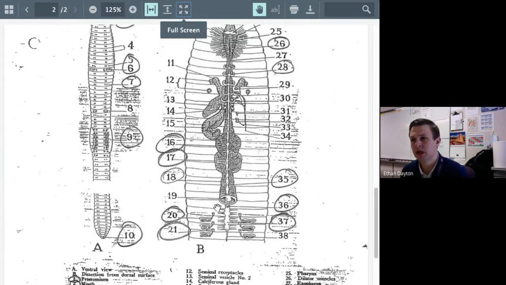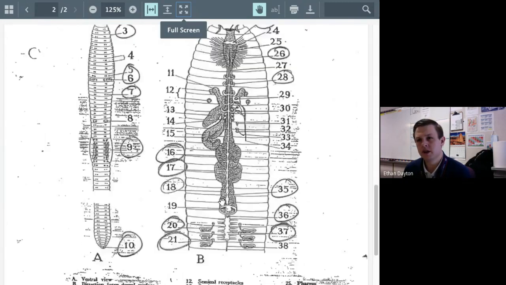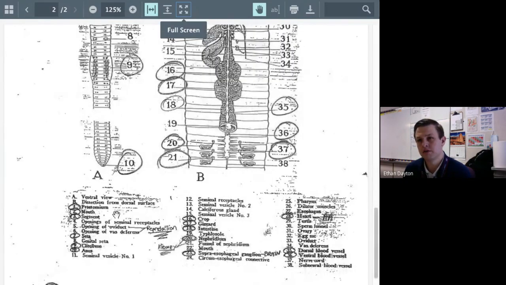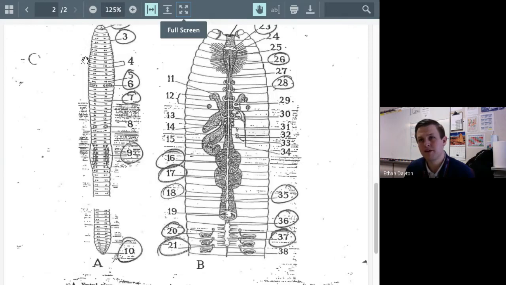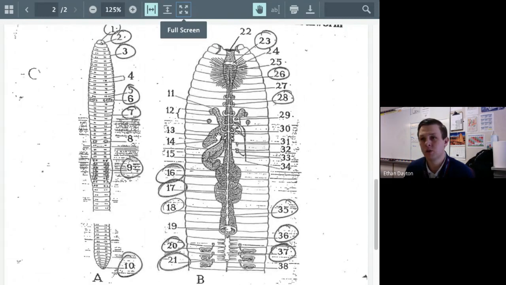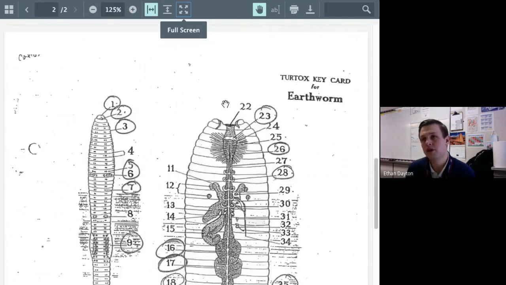B. This is, if you look down here, the dissection from the dorsal surface. So we cut into it from its backside. A was the ventral view, meaning we're looking at it belly side up, and that was the external view, right? Now we're looking at the internal organs, and we're looking at it from the back side. Dorsal means back, okay? Remember, if a fish has a dorsal fin, it has a fin on its back. Cool? Cool.